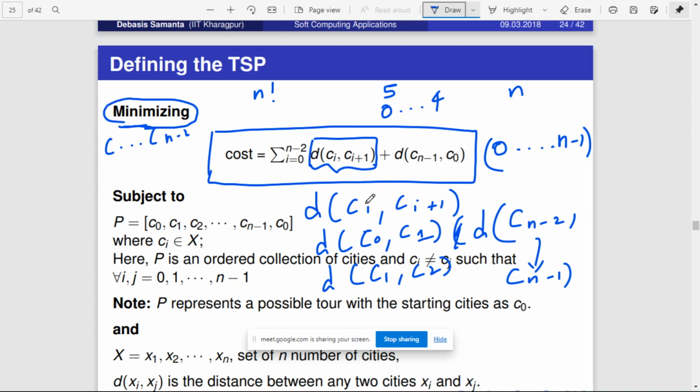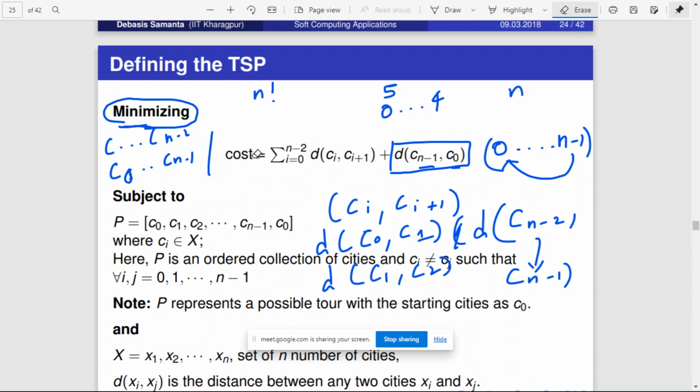But this part covers only from Ci2, that is C1 to Cn minus 1. But after visiting the last city, where should we come back? To the city 1 or 0? 0. We are starting with 0, right? So that is what this part is included. So we are including this part. This is D, distance of Cn minus 1 comma C0. Cn minus 1 is the last city. Distance from the last city to the 0th city. Okay.